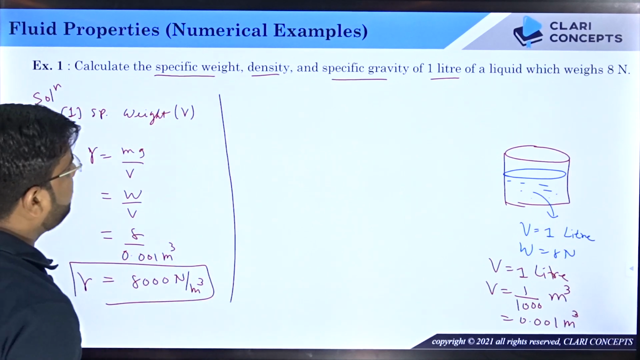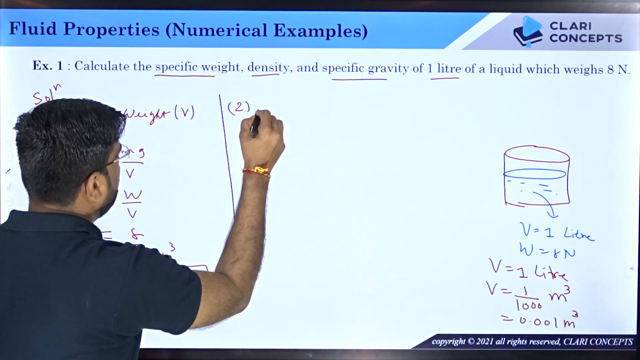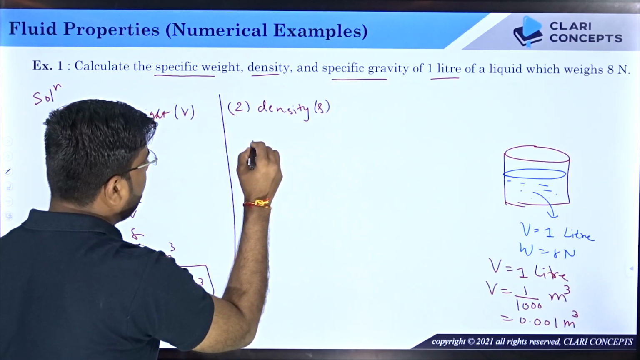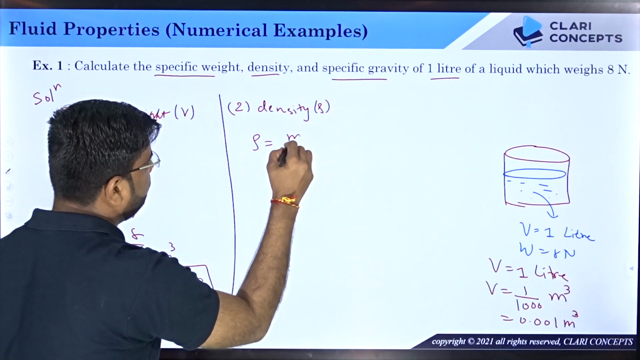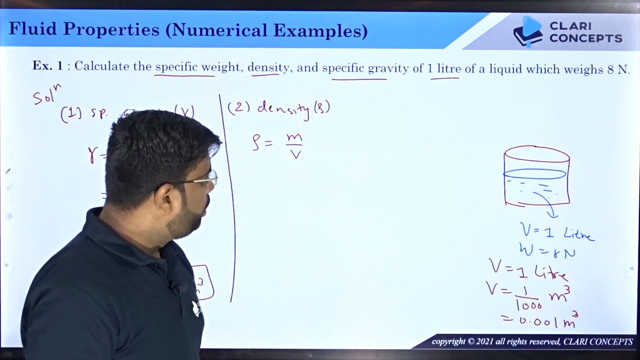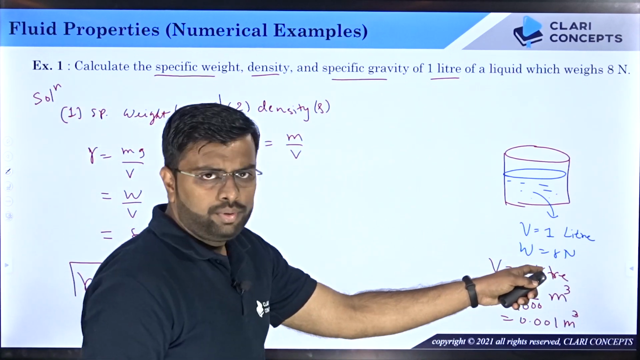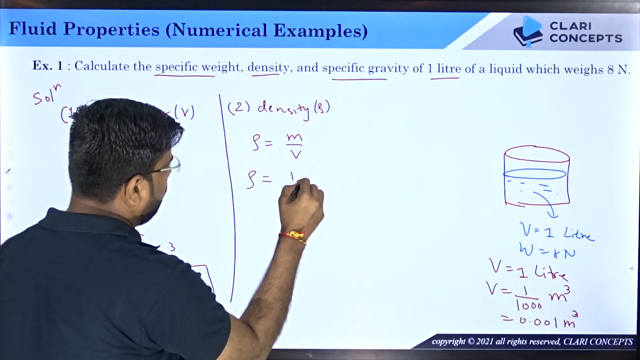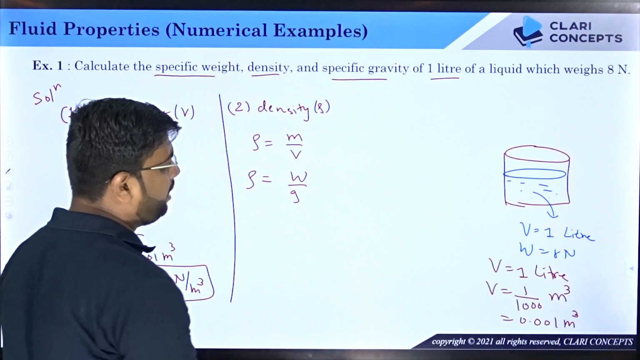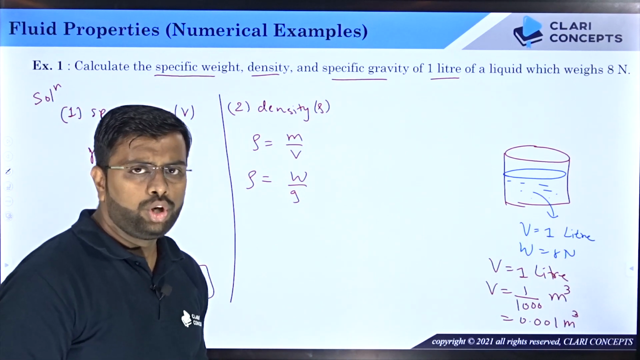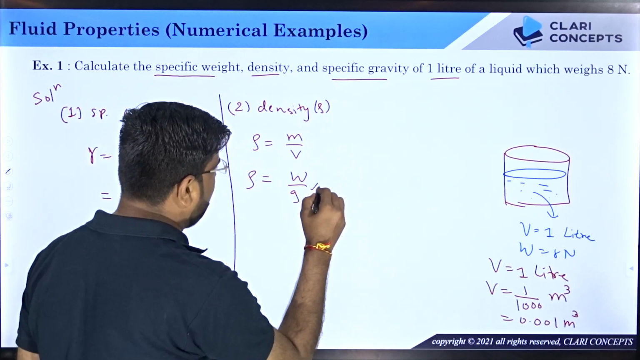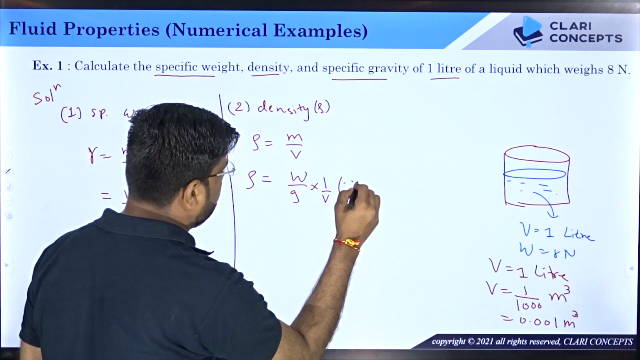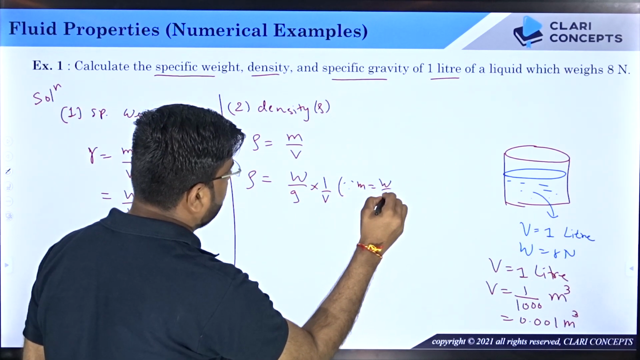Now, second is density, rho. How will you get density? Density is nothing but mass by volume. Now you all know that if weight is given to you, you can find mass from weight. If I divide weight by g, I will get mass, because weight is mass into g. So your mass will be weight divided by g, and 1 by V as it is, because we know that mass is equal to W by g.